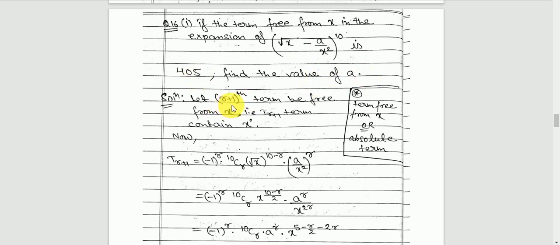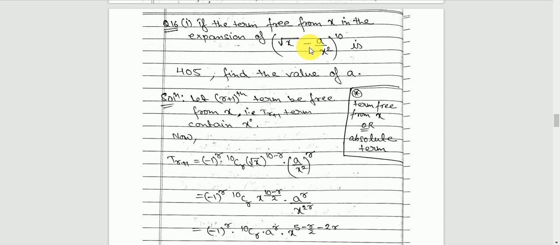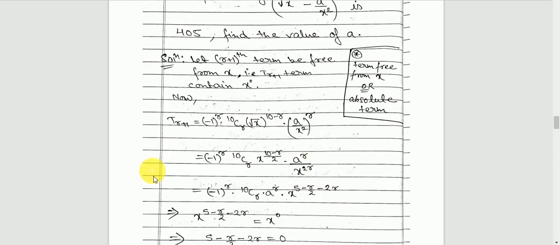So we don't know which term is free of x. So firstly, we assume that let the r plus 1th term be free from x. That means x to the power 0 is there in that term. So the r plus 1th term, T(r+1), equals, here minus sign is there, that's why minus 1 to the power r into, here n is 10, so 10Cr, the first term, square root of x to the power 10 minus r into the second term, a upon x square, to the power r.